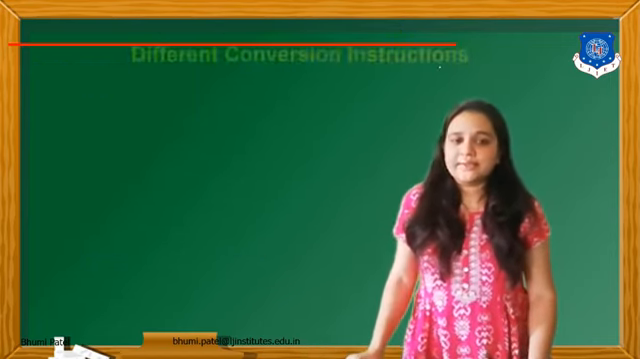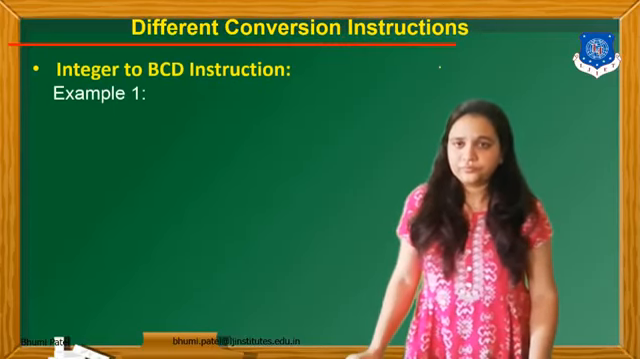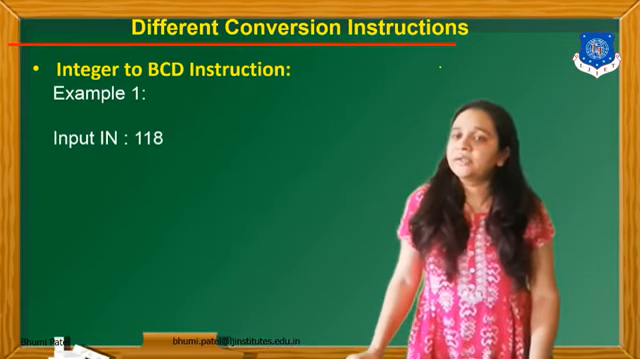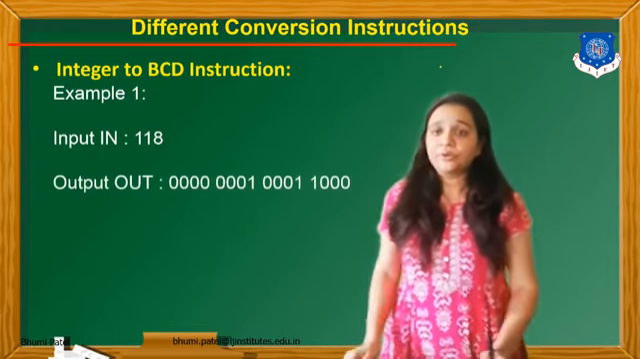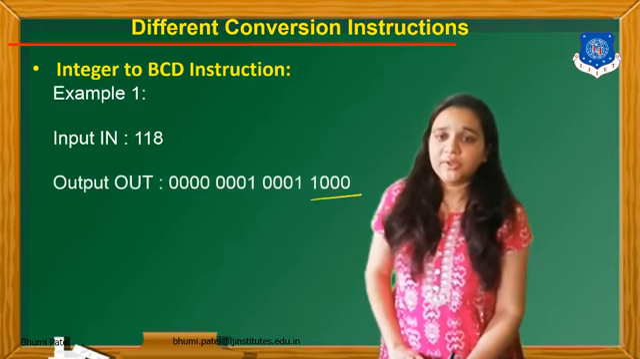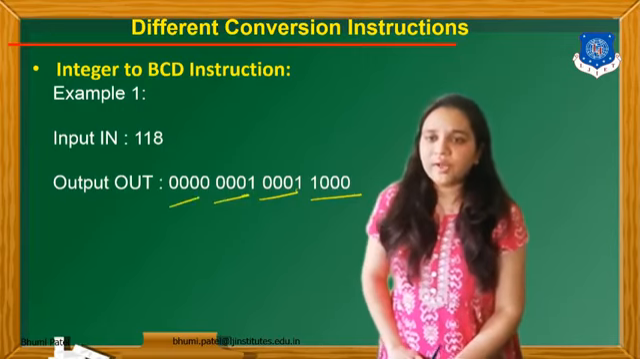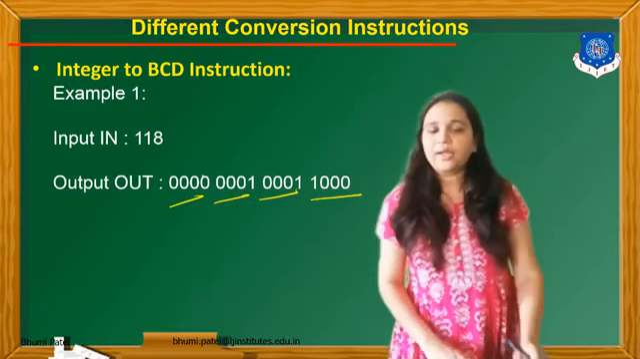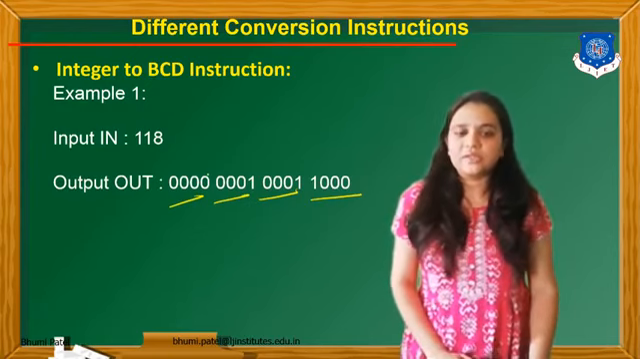So the example: suppose the input data is 118. Now what is the output? 8 means 1000, 1 means 0001, another 1 means 0001, and for 0 it is 0000. So this is the conversion of the integer to BCD instruction.